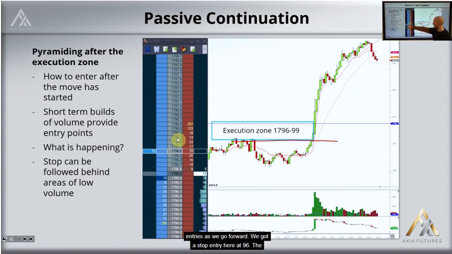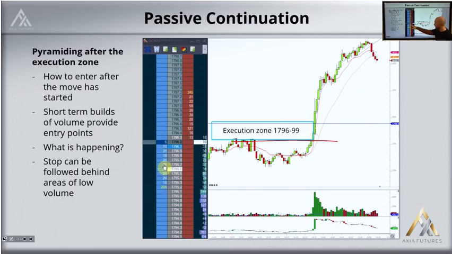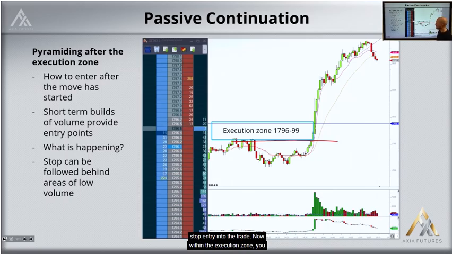We've got a stop entry here at 96. The idea behind this is the moment it ticks 96, we're going to add on, we're going to enter the trade. It's a bit of a preemptive trade, and does expose you to a risk that it hits 96 and rolls back again. We're not going to go into the details of the risk around using stop entries to get into a trade, but there we go. Stop entry into the trade.